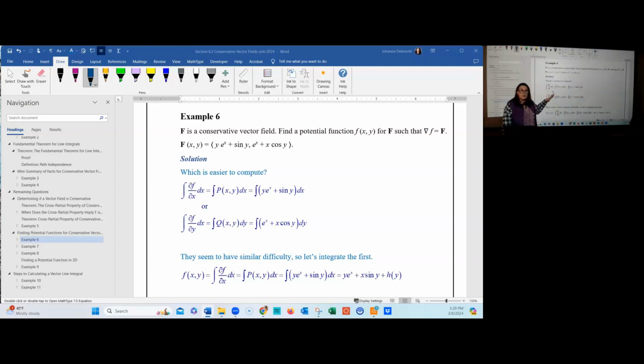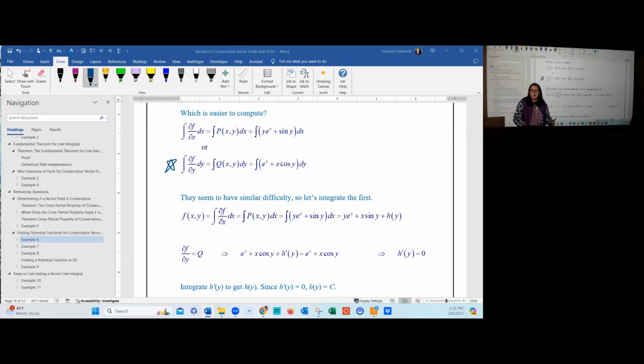We need to decide which will be easier to compute. The partial derivative of f with respect to x dx, in other words, the integral of p dx, and since p is the first component, y e to the x plus sine y, then we would be integrating that with respect to x. Or if it would be easier to integrate the partial of f with respect to y, oops, and I've got another typo, I'll have to fix that one, should be dy, which is equal to q dy. Q is e to the x plus x cosine of y. Which of these two do you think would be simpler or easier to integrate, if either? If it doesn't matter, most students will choose the one where you integrate with respect to x.